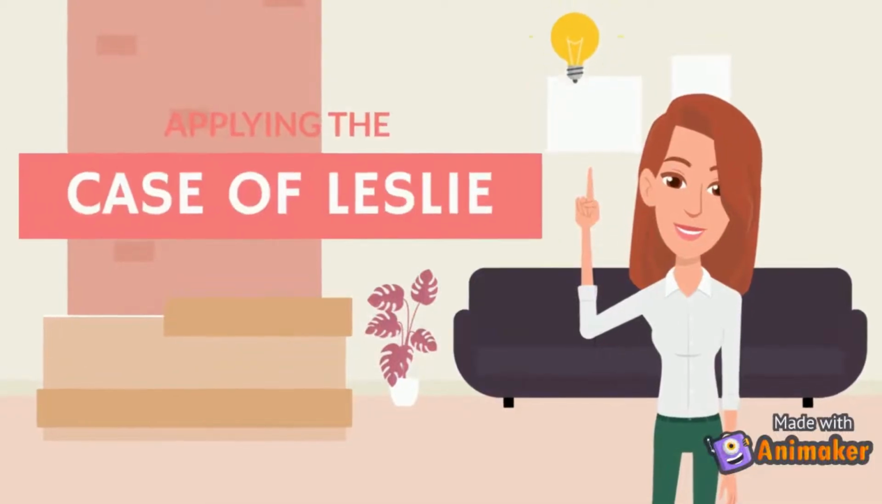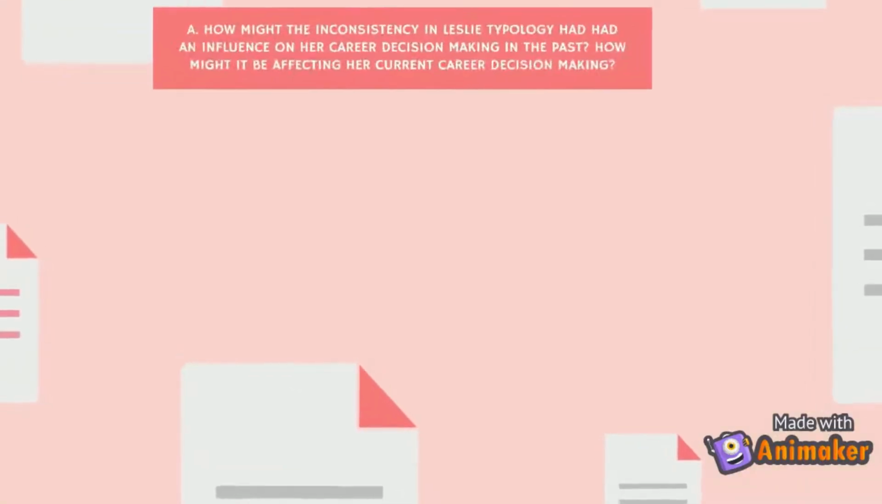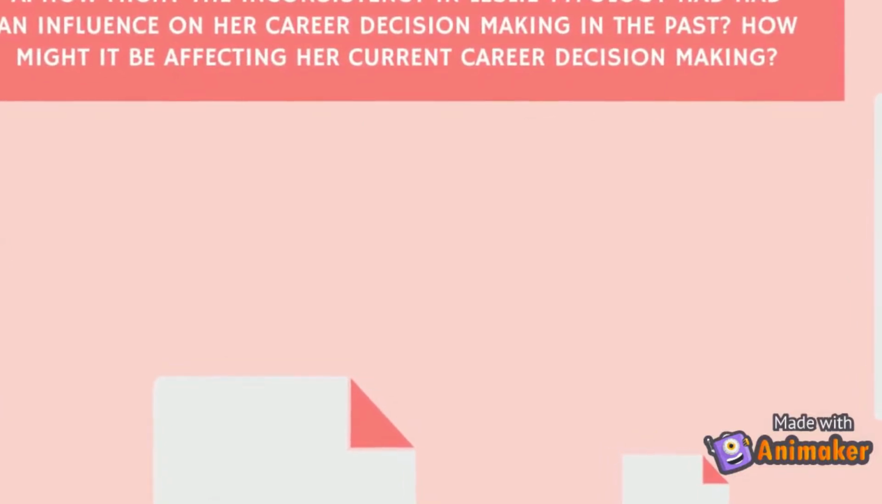Okay, let's apply this theory to the case of Leslie. Question number 1. How might Leslie's inconsistent typology have had an influence on her career decision making in the past? How might it be affecting her career decision making?